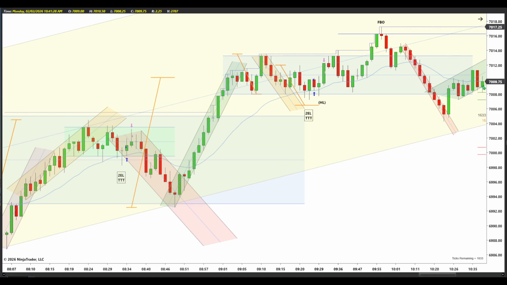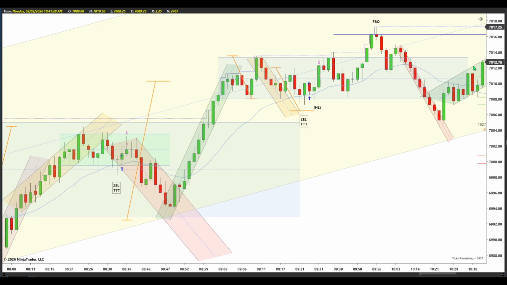I'm thinking, is there a possible second entry short failure? I'm just not that excited about this bar, but it pushes up. So this was a possible second entry short failure. Actually, I should probably just mark that.